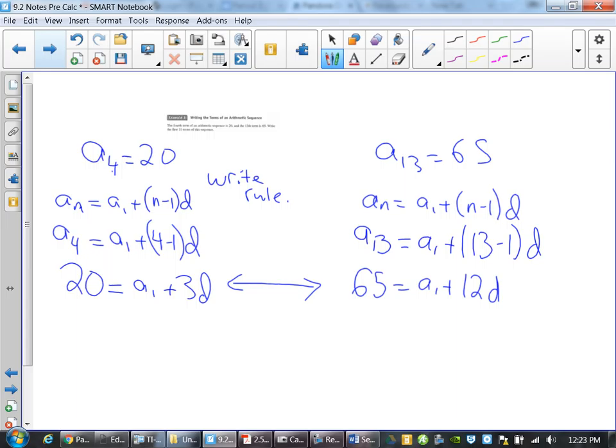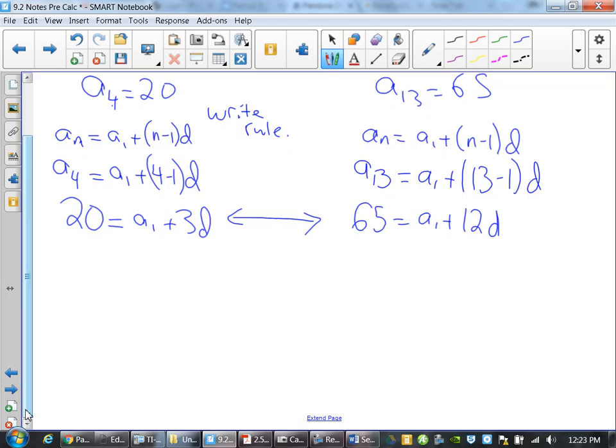We have two equations with two variables. It's setting us up to do a system of equations. And notice which variable we're going to be able to eliminate. A. Here's what I would do. I would take the second equation, write it down first. 65 is a sub 1 plus 12d. And below that, I'm going to write 20 is the first term plus 3d. And I'm going to use an elimination method to get rid of a. Just subtract the two equations together.